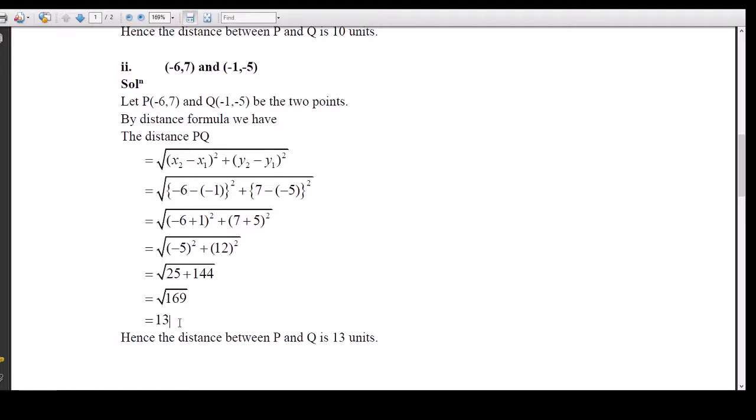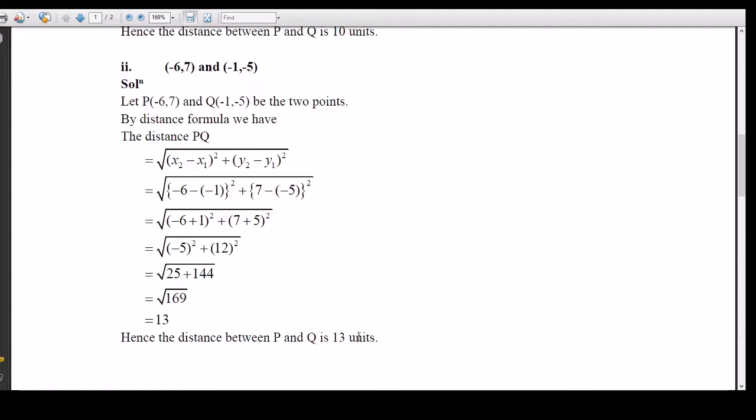These basic things I have covered in a separate video, where you can go through the basics of arithmetic. You can search my channel and you will find all these videos. Go through them so that it will be easier for you to do these small calculations. Clear? Hence the distance between these 2 points P and Q is 13 units.